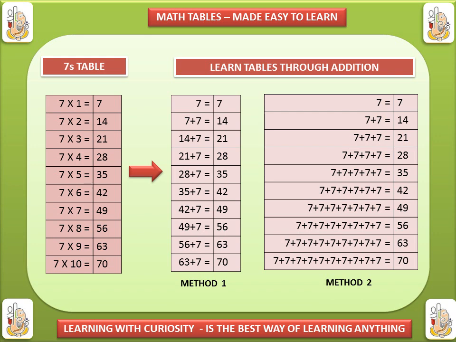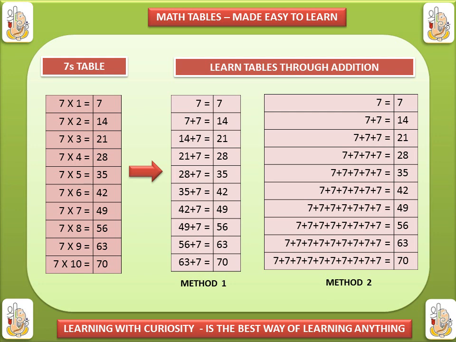7's table. 7 ones are 7, 7 twos are 14, 7 threes are 21, 7 fours are 28, 7 fives are 35, 7 sixes are 42, 7 sevens are 49, 7 eights are 56, 7 nines are 63, 7 tens are 70.